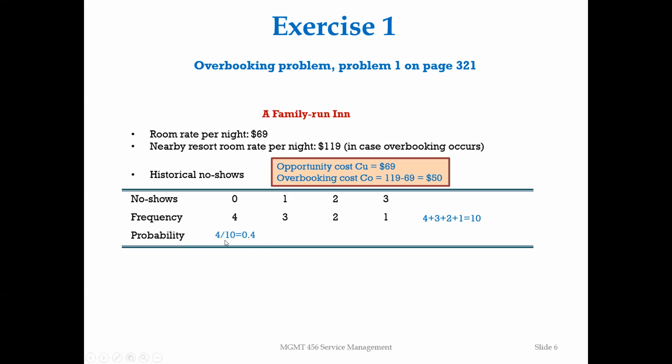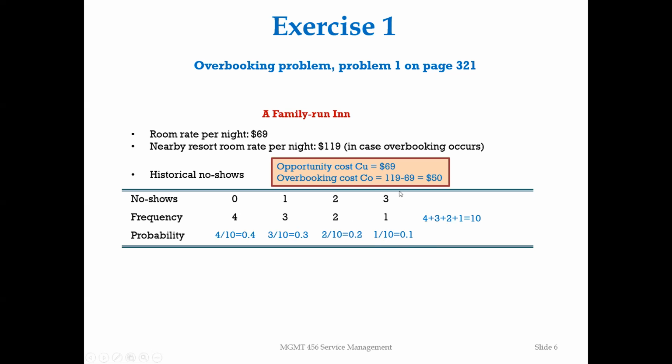Out of these 10 days, on 4 of those days, 4 divided by 10, 40% or 0.4. So with probability 0.4, we have 0 no-shows. On 3 days, 3 out of 10, so 0.3. With probability 0.3, we had 1 no-show. Out of 10, we had 2 days, so 0.2, with probability 0.2 there were 2 no-shows, and with probability 0.1, we have 3 no-shows. This is about converting frequency into probability.